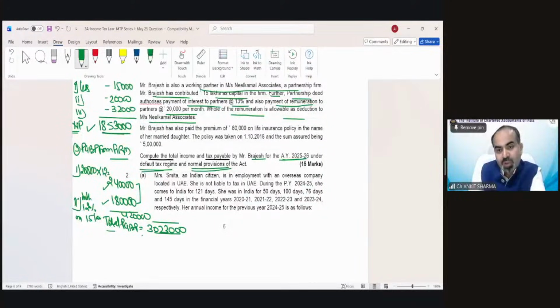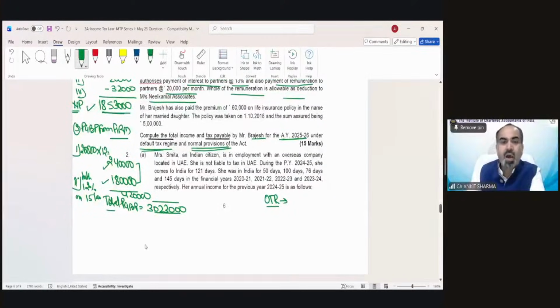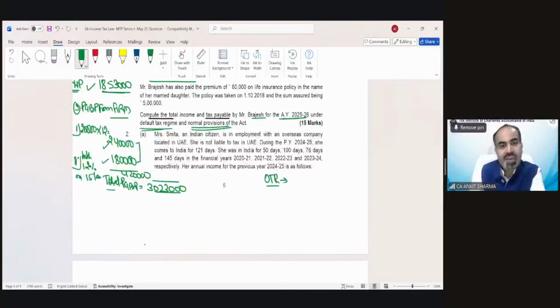Now under the optional tax regime, we have to just provide those deductions which have not been allowed under the default tax regime. So we can take this PGBP income, PGBP as per the default tax regime, and we can make adjustments in this.